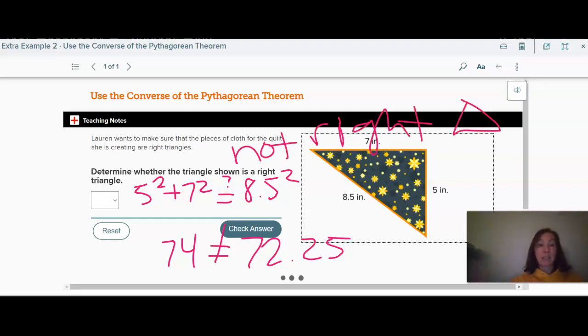So hopefully you guys are okay with this. Do the check problem on the bottom of page 419. I will be checking both those check problems.